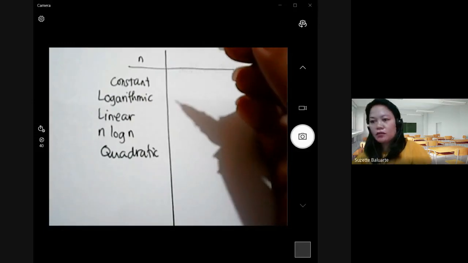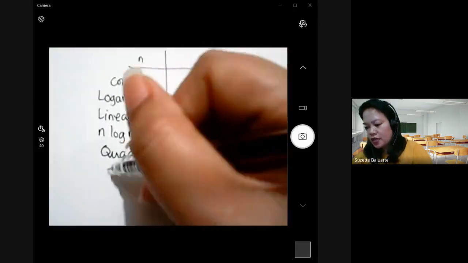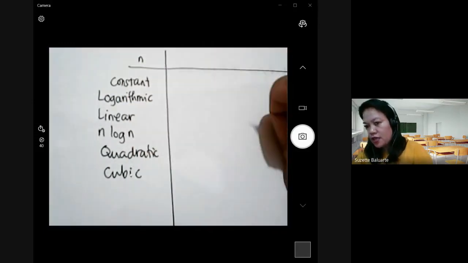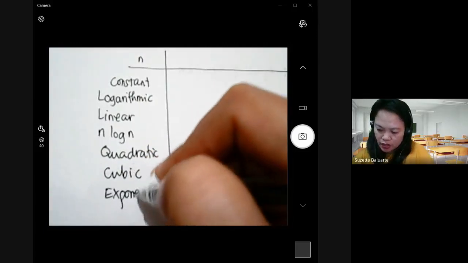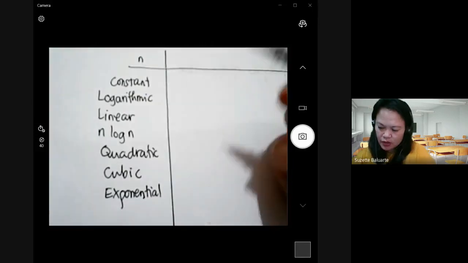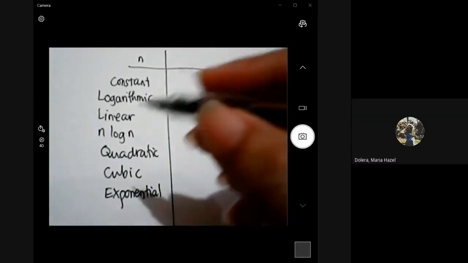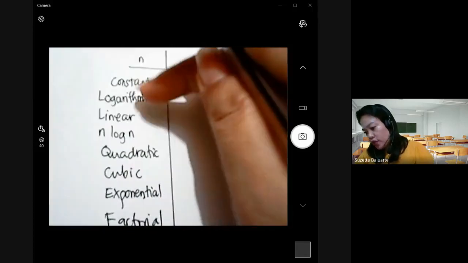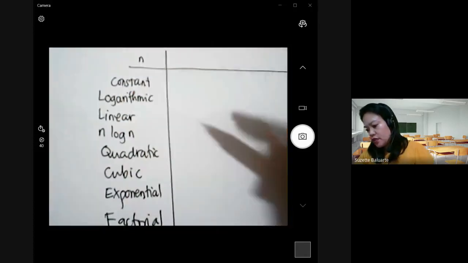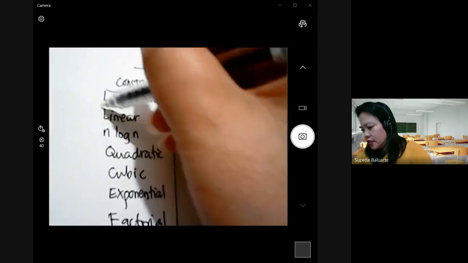After that, cubic. Okay, cubic. And then, exponential. Okay, exponential. After that, what would we have? Factorial. Factorial. Is that 8 already? 1, 2, 3, 4, 5, 6, 7, 8. Okay. That's all of them.